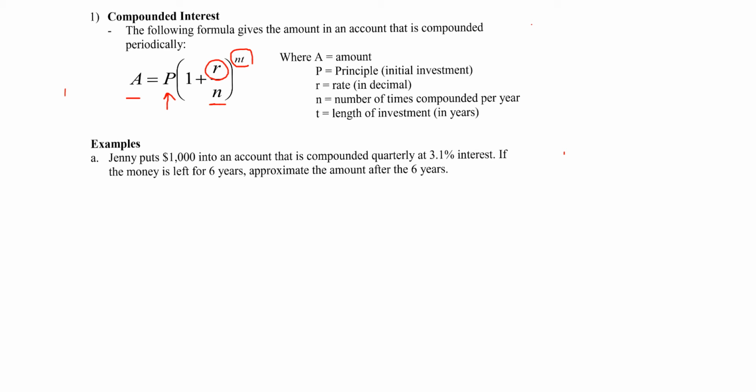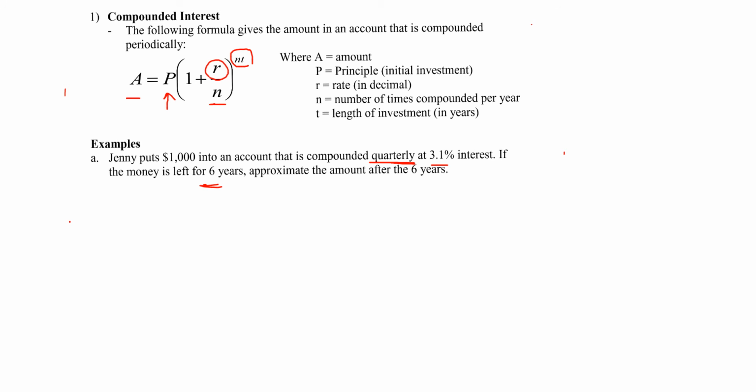So we're going to start off here with $1,000, and it's compounded quarterly. So quarterly is the number of times per year. Quarterly is always 4. Think of 4 quarters in a dollar, 4 quarters in a year. At 3.1% interest, and it is left in the account for 6 years. We want to approximate the amount after 6 years.